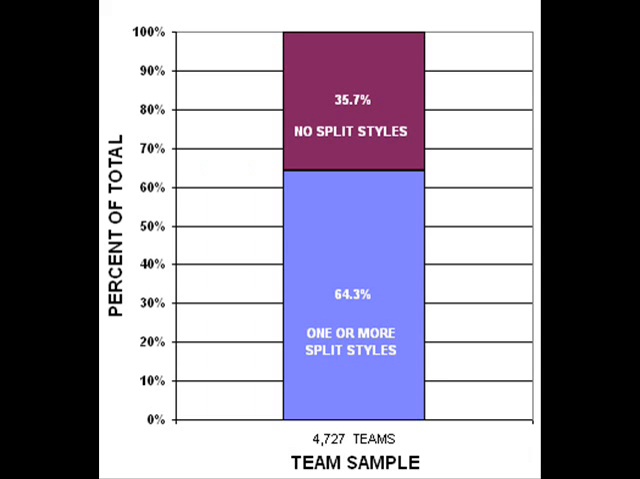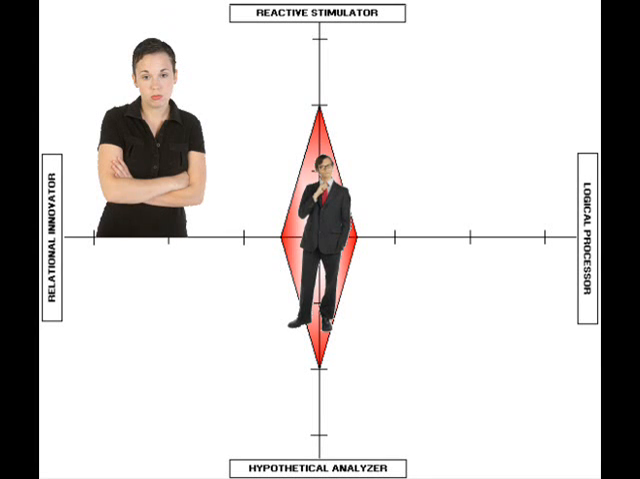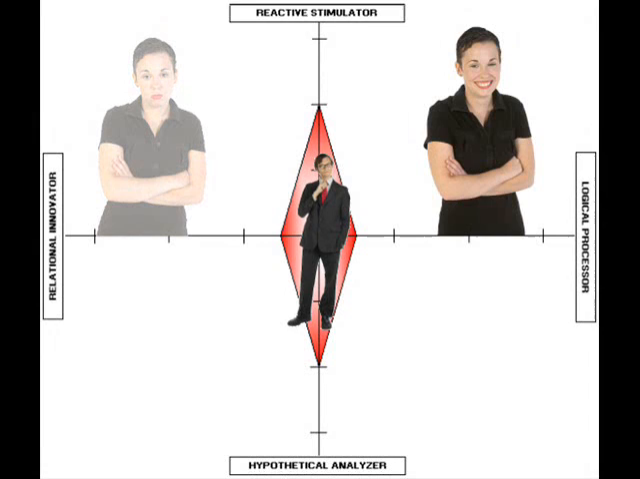The next step is to figure out how big of a group issue splits are. In over 4,000 different teams in our database, at least one split style appeared in 64% of the teams. If you are advising teams, the chances are better than 50-50 that the team you are advising has a split style as a member. Is a split style all bad from an organizational viewpoint?